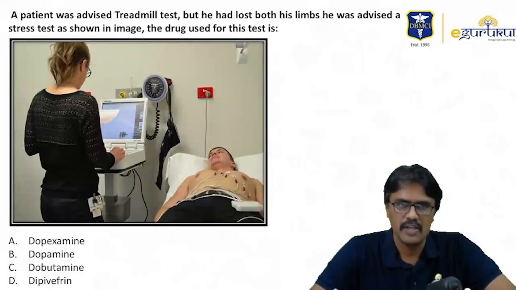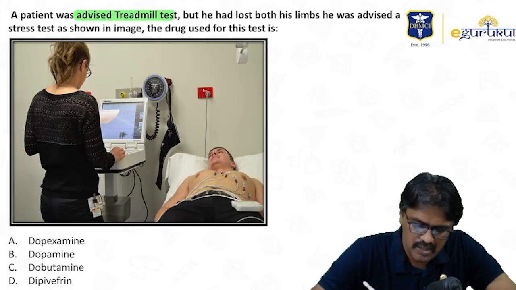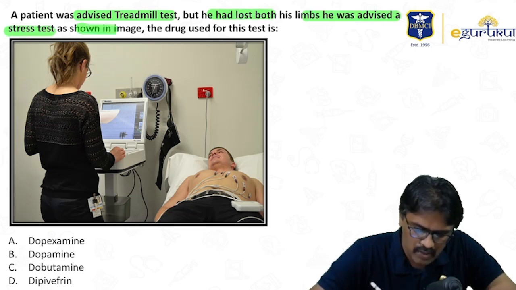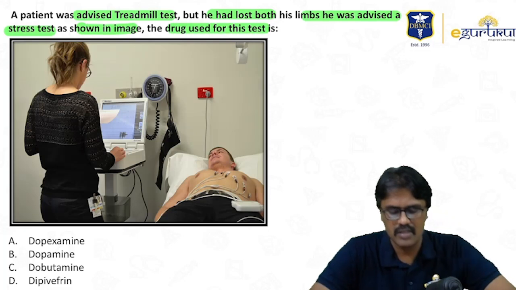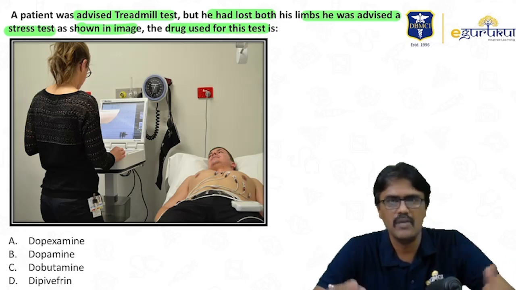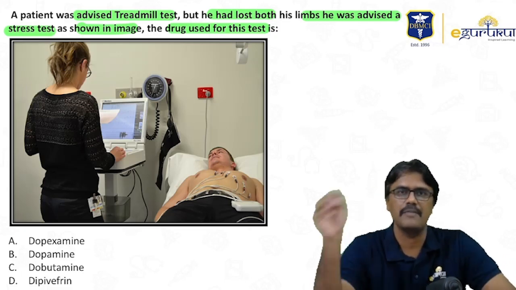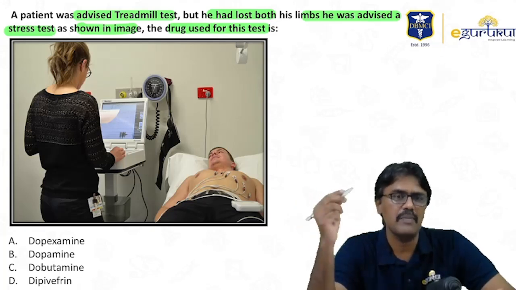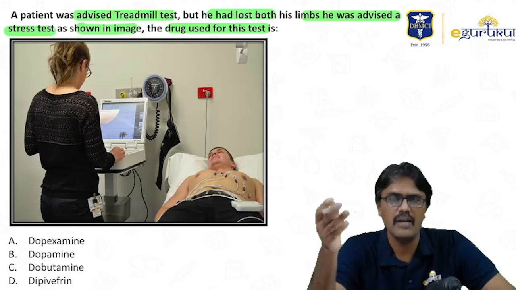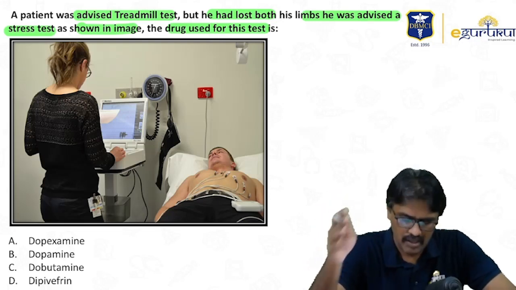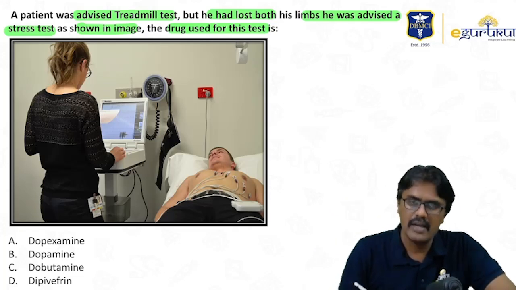Now, coming to this picture, a patient was advised a treadmill test, but he had lost both his limbs and was advised a stress test, as shown in the image. The drug used for this test is. Now, whenever you do a treadmill test, you want to put a workload on the heart. So we tell the patient to run on the treadmill and we monitor the ECG. If there is any ischemia, that will be seen in the ECG. But if the patient has lost both his limbs, he cannot do that. So we induce this stress on the heart by giving drugs. Now, what is the drug which is used for cardiac stress testing?